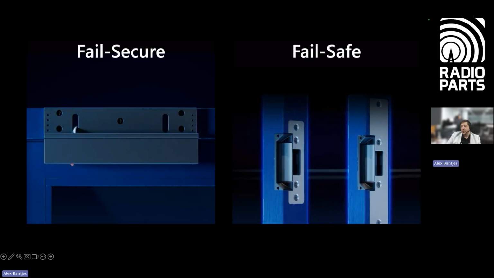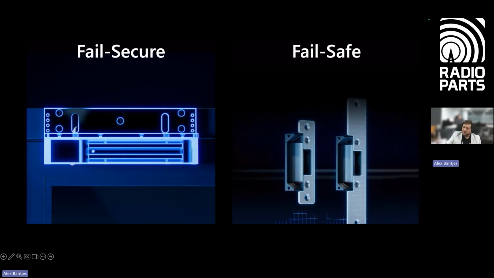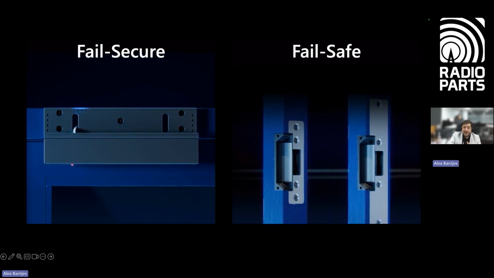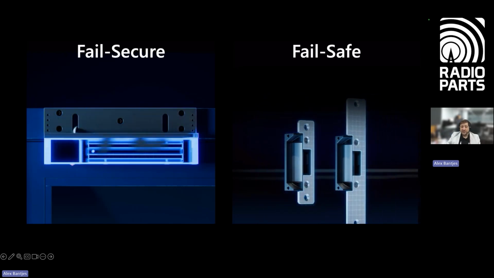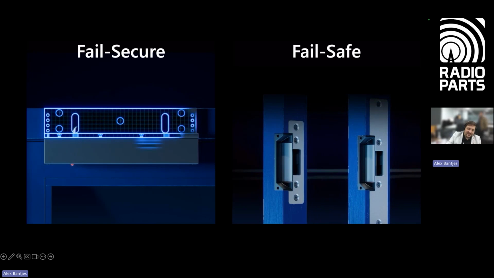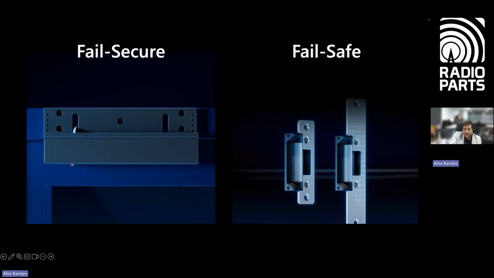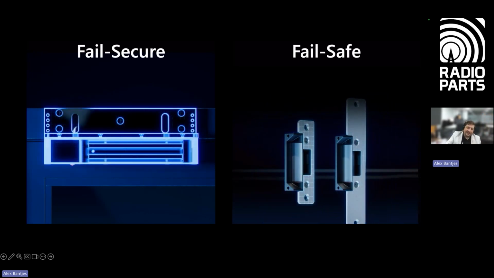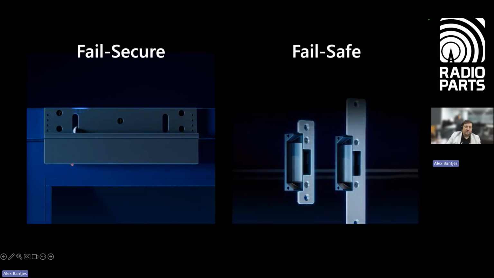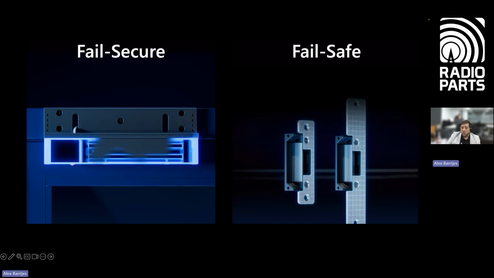So I forget which way it's around, but basically if the power goes out, one of them will automatically unlock the door, whereas the other one will automatically lock the door. So one's basically a permanent magnet that locks if the power goes down, and the other one is an electromagnet that unlocks when the power goes down. So it depends on which door you're trying to set up.